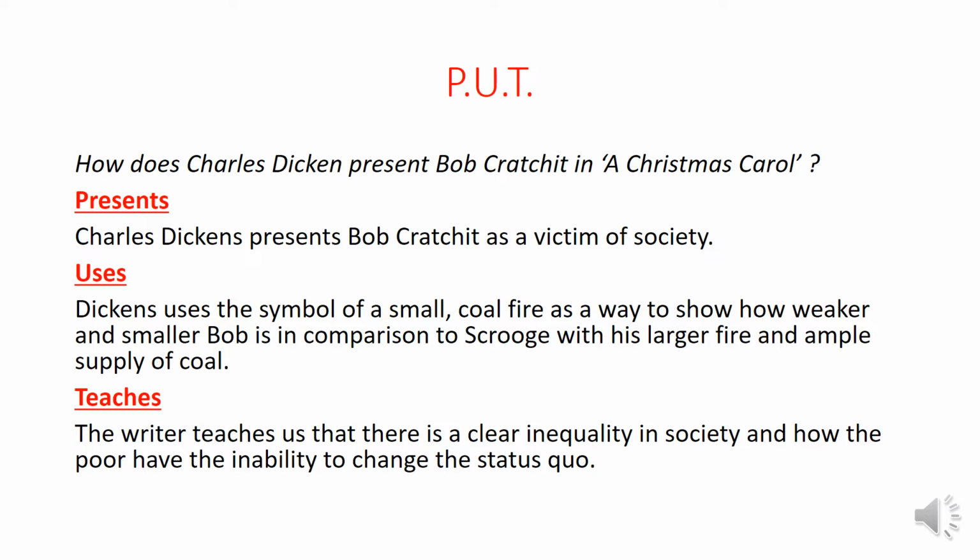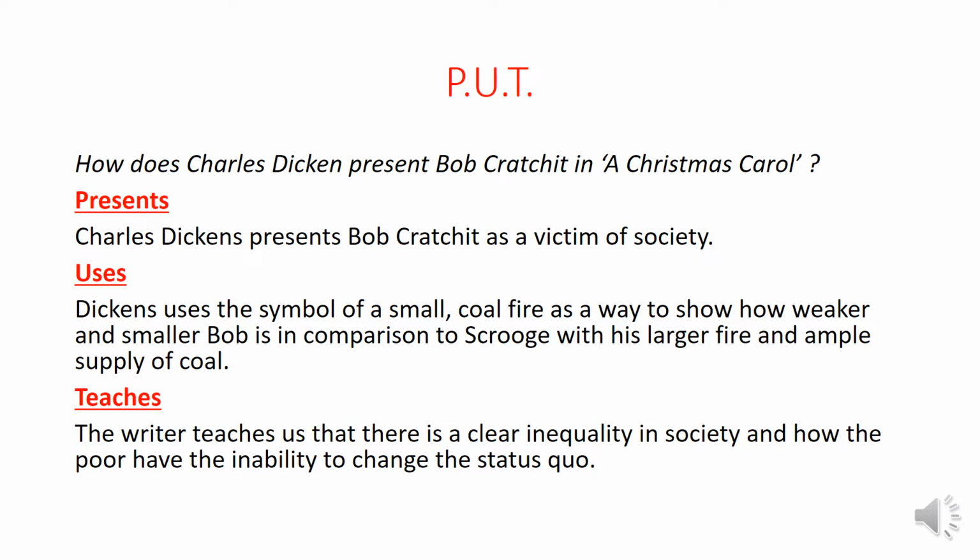The next bit is the uses. Okay, so what is Dickens using to show me this idea that he's a victim in society? And here I'm using the idea of the symbol of the small coal fire. That's how I know he's a victim in society, because Bob's got a small fire, Scrooge has got a big fire, and Scrooge has got loads of coal, so he's in power, he's got control about it. So that's my technique. So what technique has Dickens used to show us that idea there?